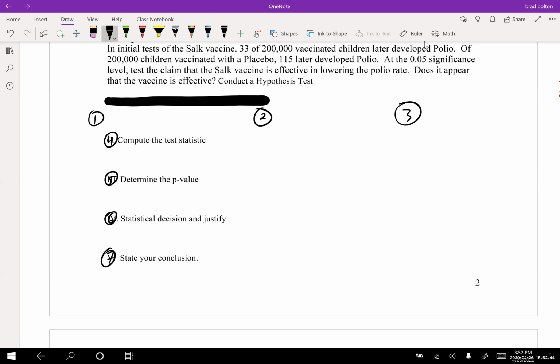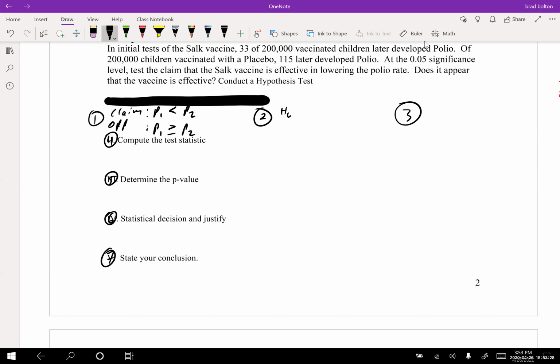So we have that the claim and the opposite claim. Remember, they're both claims, just one is the opposite of the other. Test the claim that the Salk vaccine is effective in lowering polio rate. Okay, so effective would mean there are less people that got polio with the vaccine versus the ones that didn't. So we're going to say population proportion 1 is less than population proportion 2. So that the proportion of people that got polio is less than the people that got polio in population 2, okay? The proportion, okay, the ratio, all right? So then that means this has to be greater than or equal to P2.